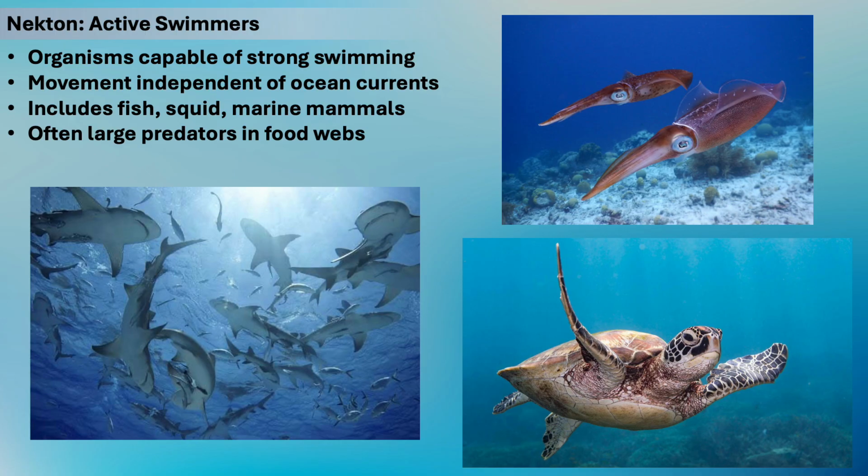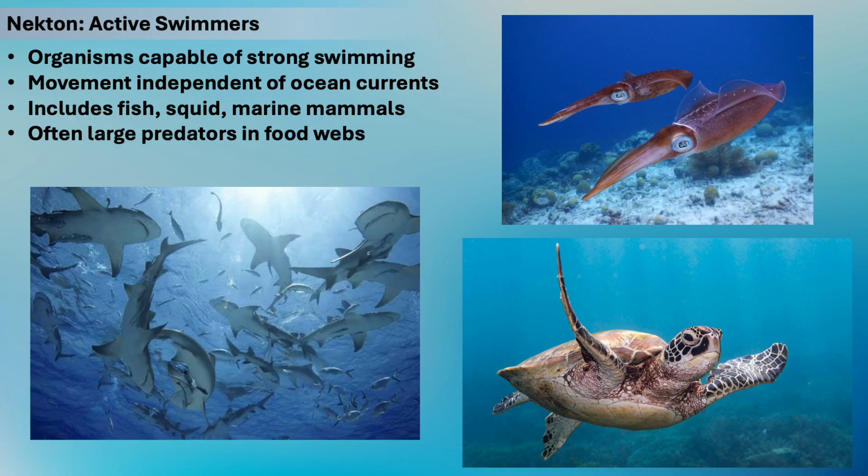In contrast to plankton, which drift with the ocean currents, nekton are organisms capable of strong directed swimming. This ability allows them to move independently of water movement and control their position within the ocean environment. Because nekton can swim actively, they can pursue prey, avoid predators, and migrate across large distances.